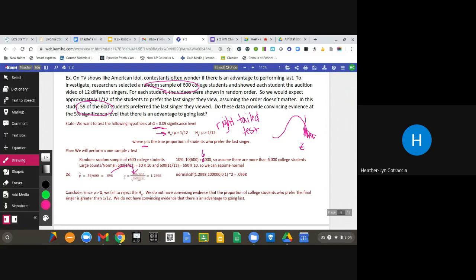Now, the rest of the equation is all off of the hypothesized proportion, which is 1/12. So you do the 0.098 minus 1/12, over the square root of 1/12 times 1 minus 1/12, all over your sample size, which is 600. And then the worst part is typing that in on the calculator. If you do that correctly, you should get a z value of 1.2998, which again matches my picture up here.